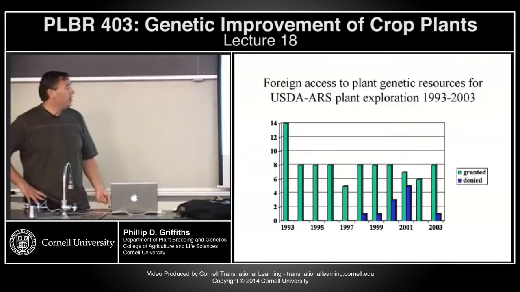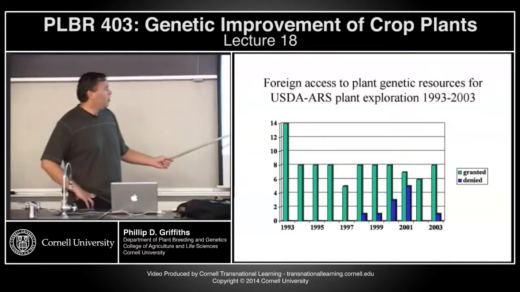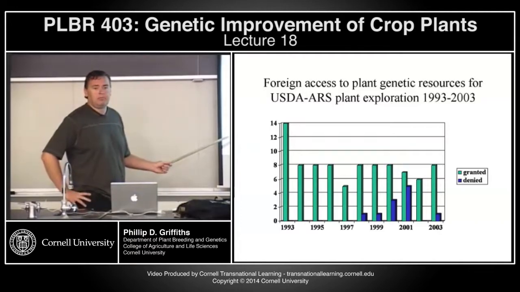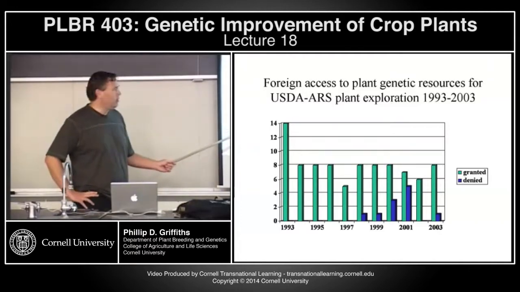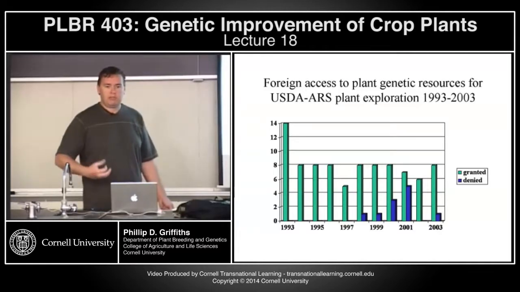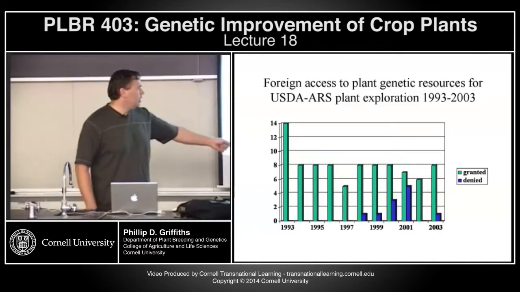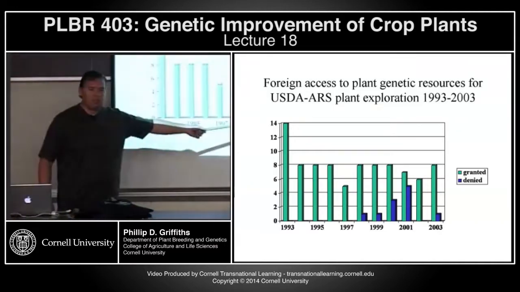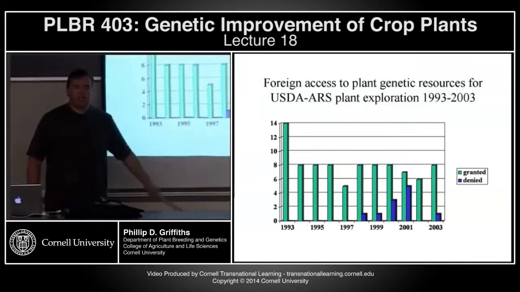related to this. But as part of this change in philosophy on who owns germplasm, when we have the plant explorations, which are overseen by the USDA, that is where a group will apply for a grant to go and collect germplasm from a particular country. In the last 10 years, we've started to see a lot of applications to collect materials in countries start to be denied.